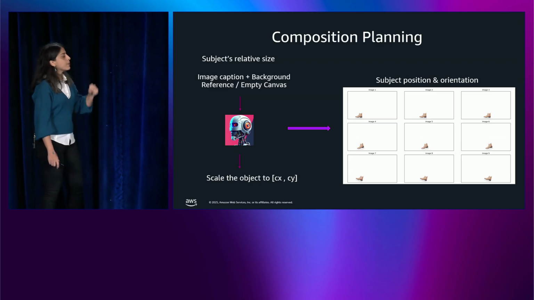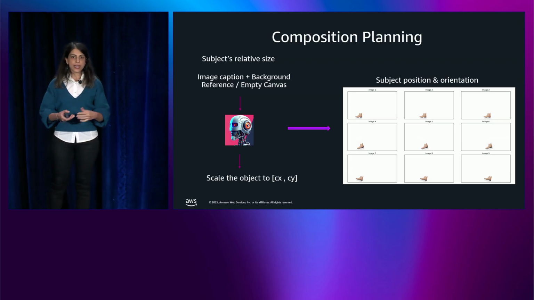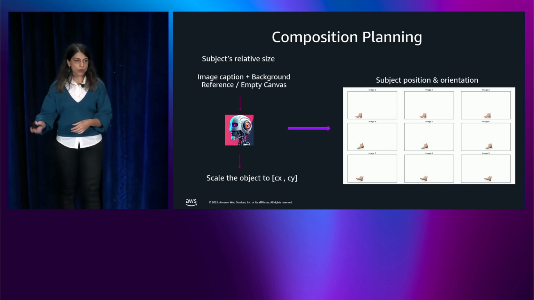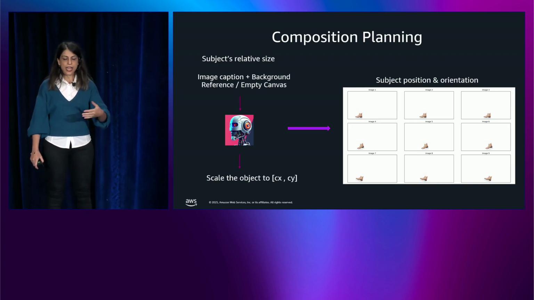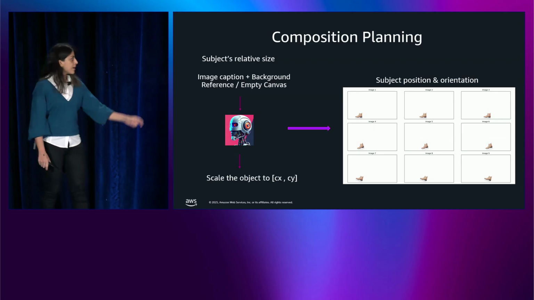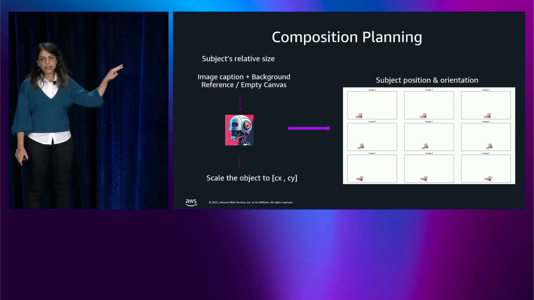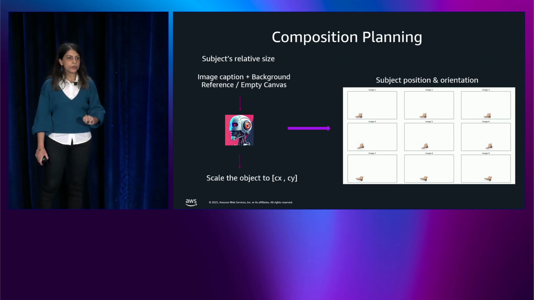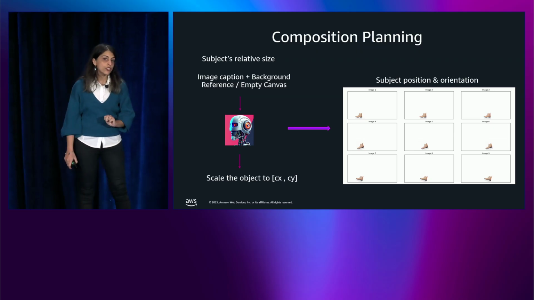And then we basically ask Nova Pro, hey, you have this caption, you have this environment, you have this object, this is my empty canvas or reference background, how should I scale my object? This is the way that we get the scale. Now we scale our object, but then we have to figure out the position and rotation.